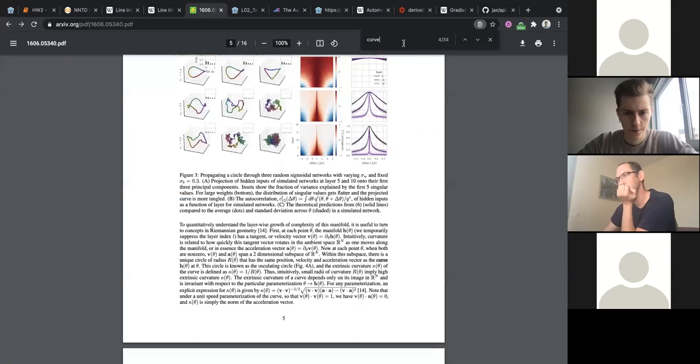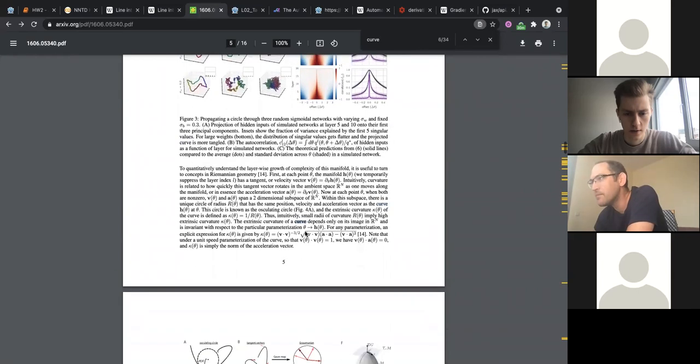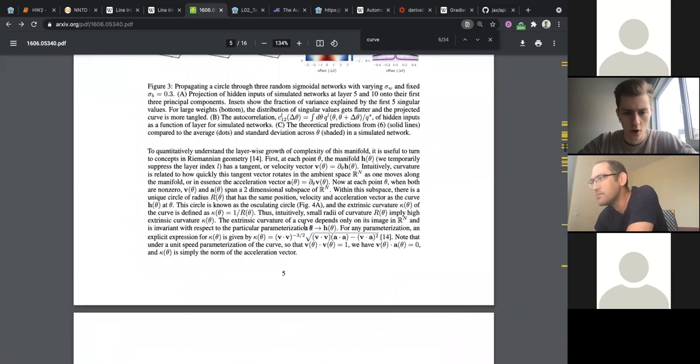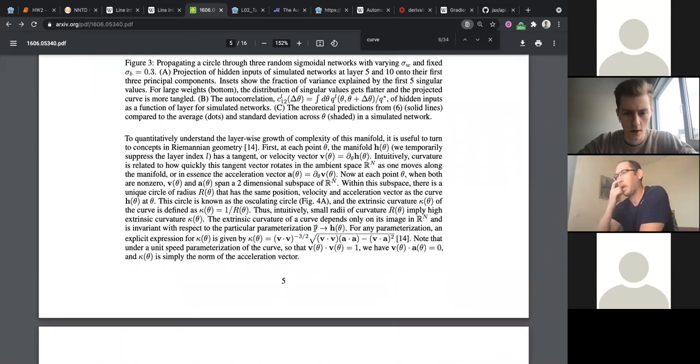Projected curve. So I feel like they don't explain very well what the curve is here. Theta. Oh, okay. The extrinsic curvature of the Dipper parameterization. Maybe they use a weight for the curvature, for the time.